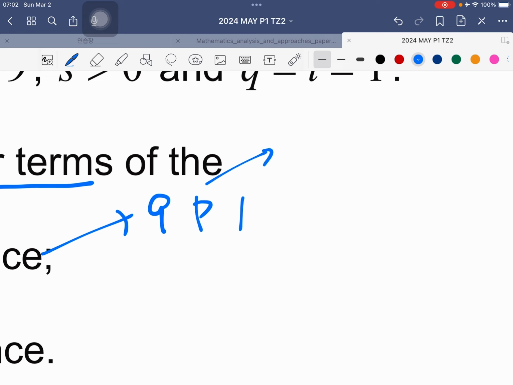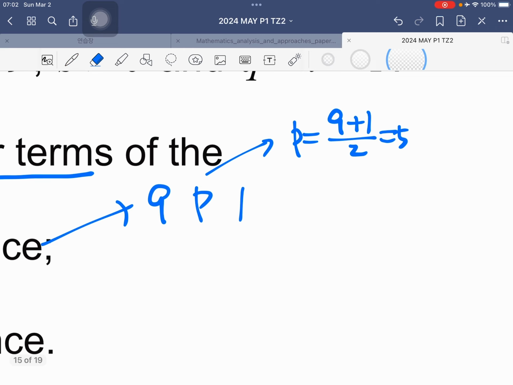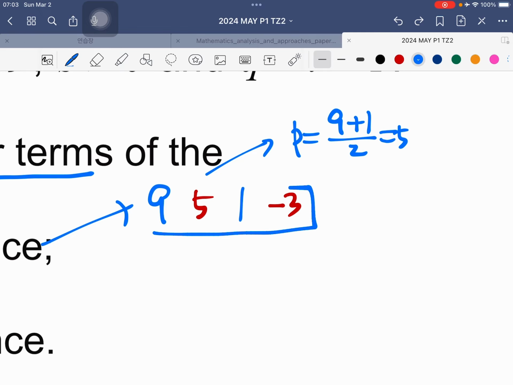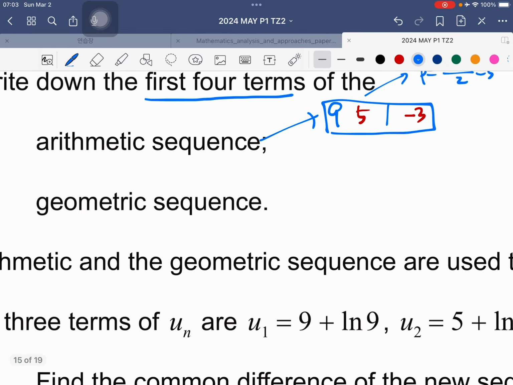Write down the first 4 terms, so you can easily deduce that in this case P must be 5, because P is the arithmetic mean between 9 and 1, which is 10 divided by 2, which is 5. So the difference is minus 4, and another minus 4 will give us minus 3. So these 4 numbers are the answer, the first 4 terms of the arithmetic sequence.